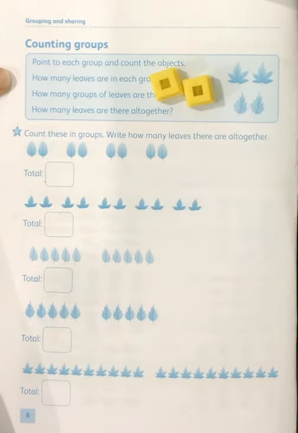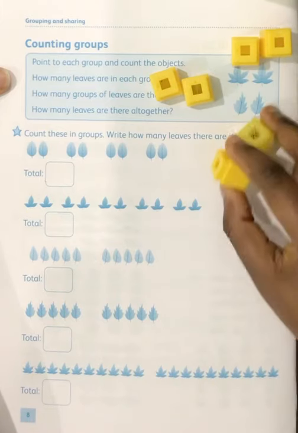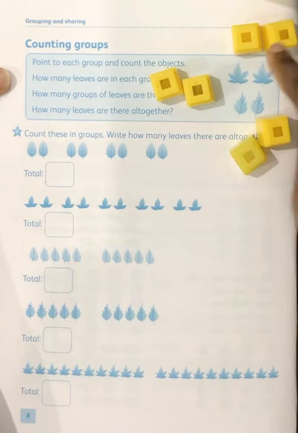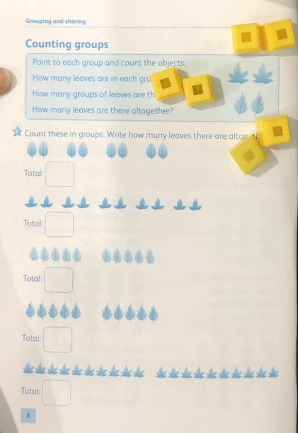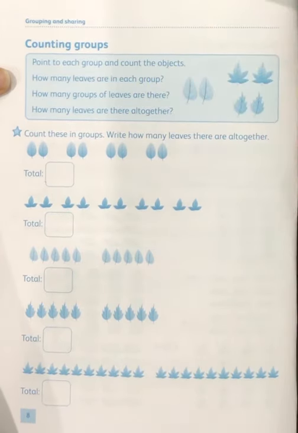2 leaves here, I have 2 here. 2 leaves here, I have 2 here. And another 2 leaves here, and I have 2 here. So they are all in groups. 2, 4, 6. I know it's difficult for you to count in numbers of 2s because you're still babies, but you have to learn how to count in 2s.